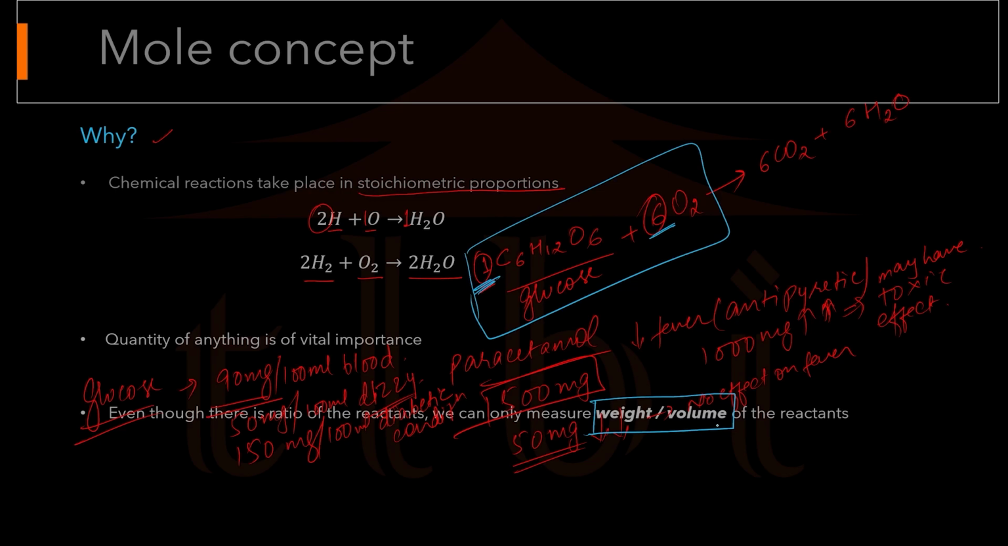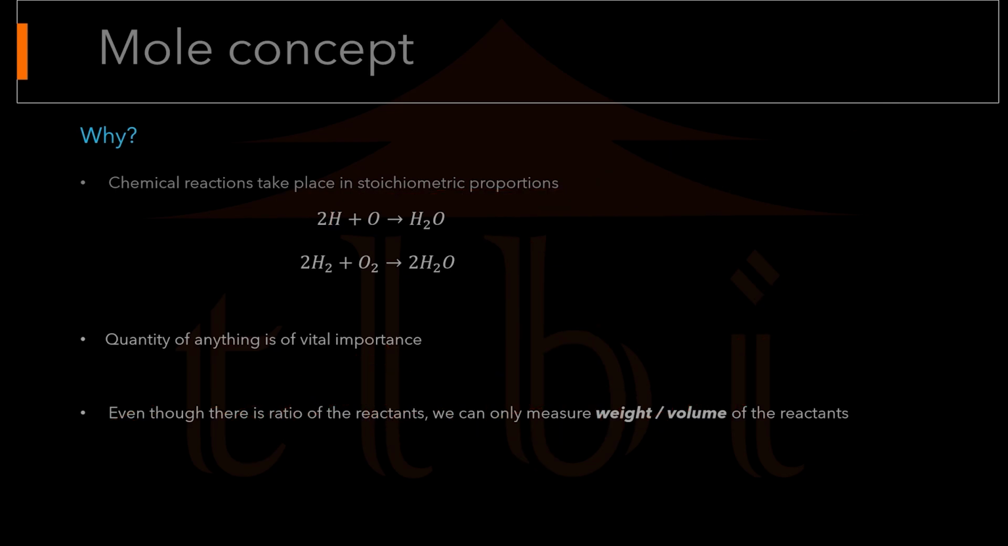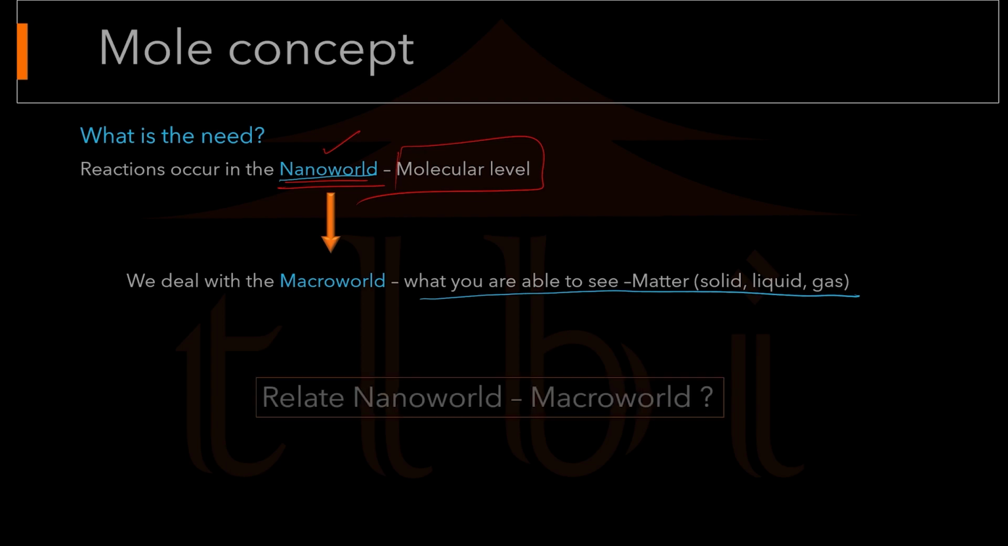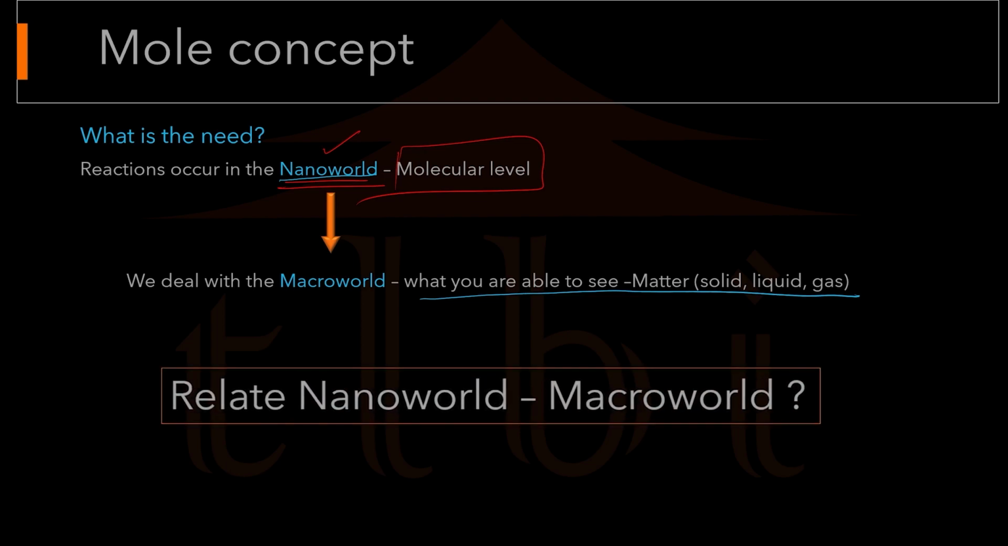So as you can see, in reality, meaning in the macroscopic world, we are able to see only matter, like solid, liquid, gas, but the reactions occur, let me change it back to red, at the molecular level, which is at a nanoscale level. You cannot literally see it. So we need to find a way so that we can connect the nano world with the macro world.